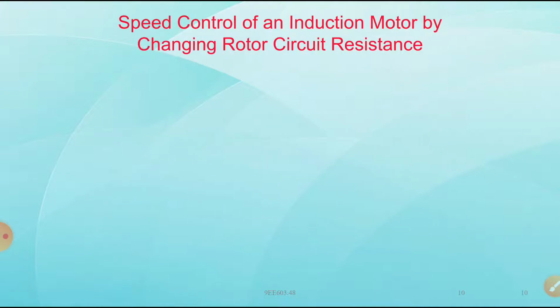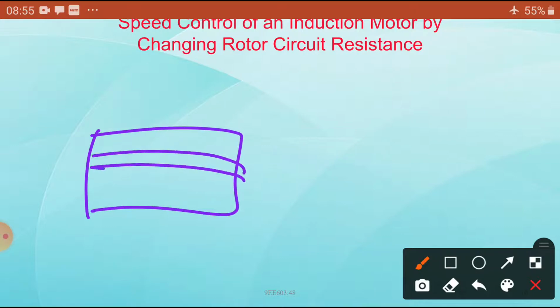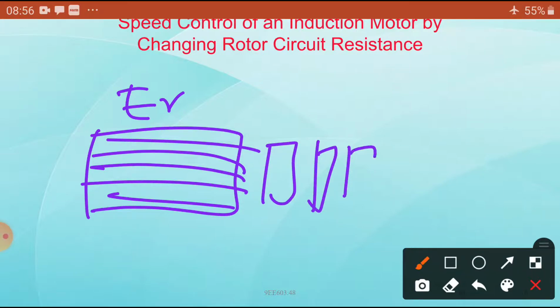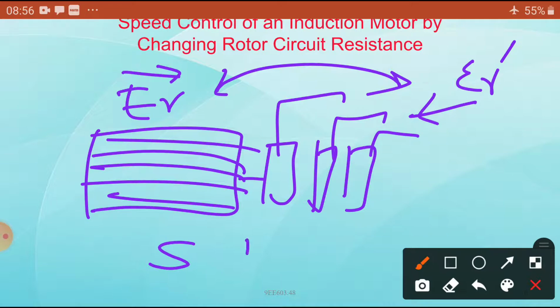Now, that was the first case. The rotor winding has an induced voltage ER, and we add an extra voltage from an external source. By changing the phase angle between both voltages, we change the slip, and correspondingly the speed. That is the first case.